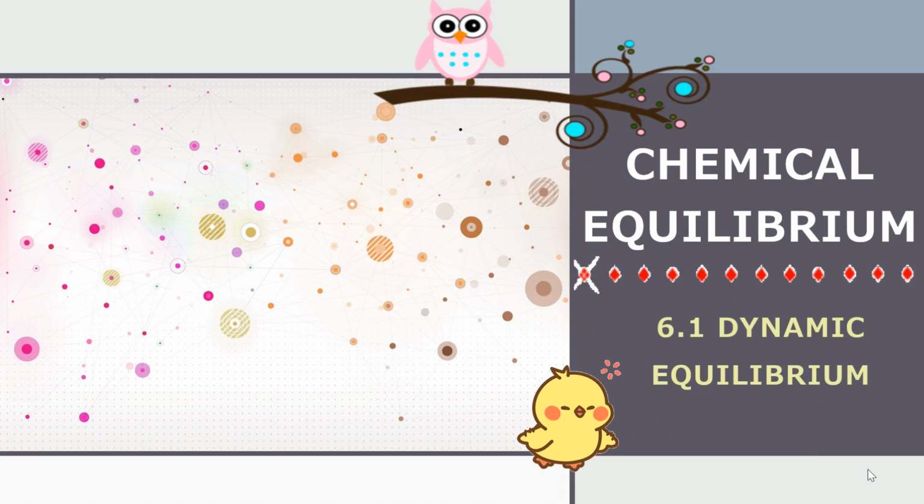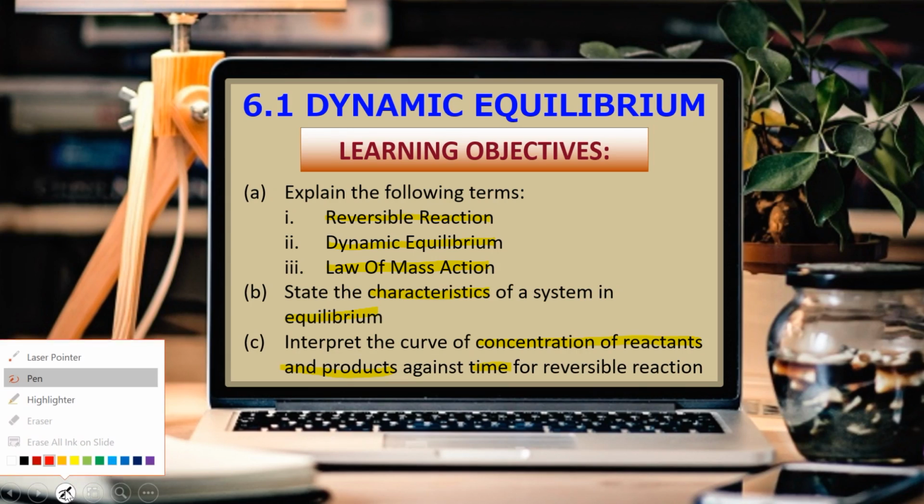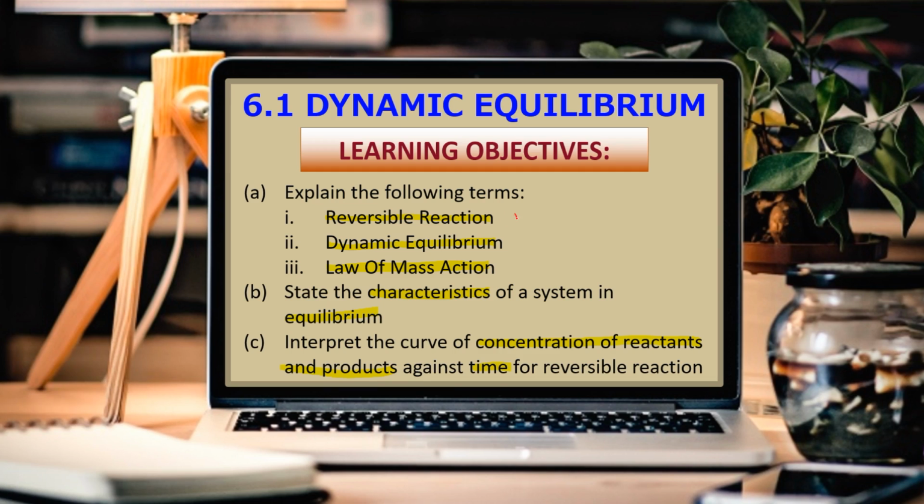So today I would like to discuss chemical equilibrium. Subtopic 1, that is 6.1 dynamic equilibrium. These are the things that you are going to learn. First of all, explain the following terms, which means in terms of definition: reversible reaction, dynamic equilibrium, law of mass action. And then state the characteristics of a system in equilibrium. Interpret the curve of concentration of reactant and product against time for a reversible reaction.